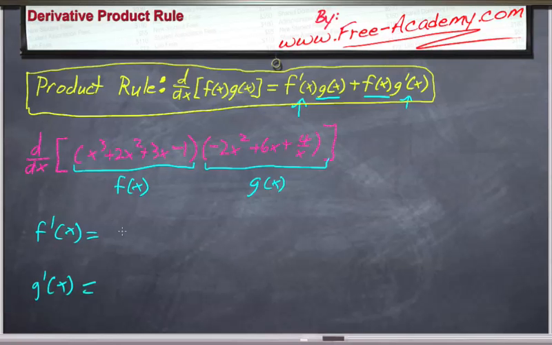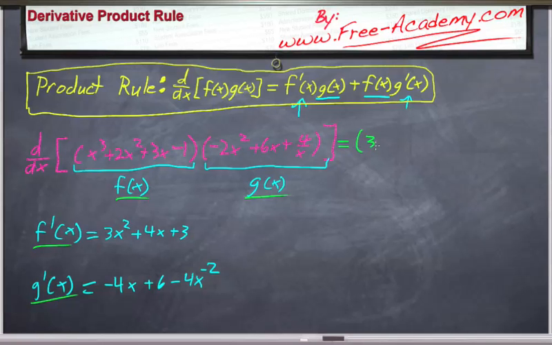So we're going to do these pretty quick. The derivative of f of x, which is x to the third plus 2x squared plus 3x minus 1, is f prime of x equal to 3x squared plus 4x plus 3. And g prime of x will be equal to negative 4x plus 6 minus 4x to the negative 2. You can calculate those out if you don't believe me, but those are, I'm pretty sure, correct. So we have f of x, g of x, f prime of x, and g prime of x.